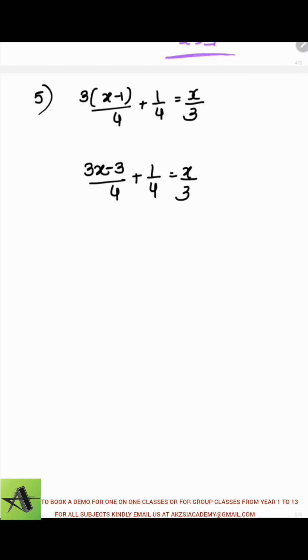So I am transposing this fraction onto left hand side and this onto the right hand side. So this will be 3x minus 3 over 4 minus x over 3, because while transposing the sign changes. And 4 will go on to the right hand side and it will become negative 1 over 4.